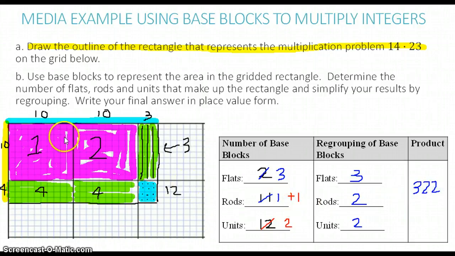So we found, using base blocks and the rectangle method, the total base blocks that would fill the area, then we regrouped them and wrote this as our product.